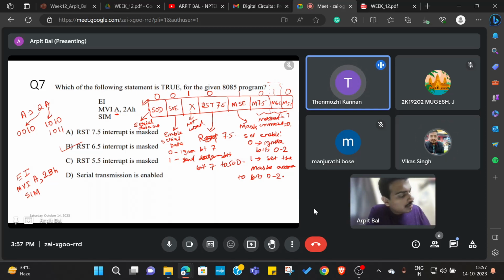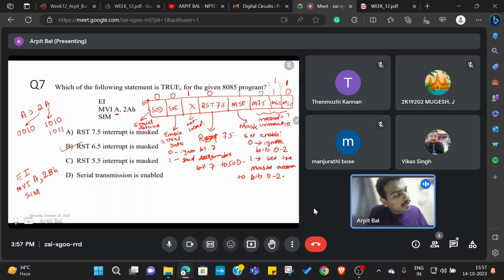the last bit will be 1. M6.5 will also be 1, and because this MSE bit is 1, both the RST 6.5 and RST 5.5 interrupts will be masked. Similarly, if any configuration is given to you, you just need to look at the value that is being fed to the accumulator, and based on that you set the interrupt mask, or perform whatever operation is needed.